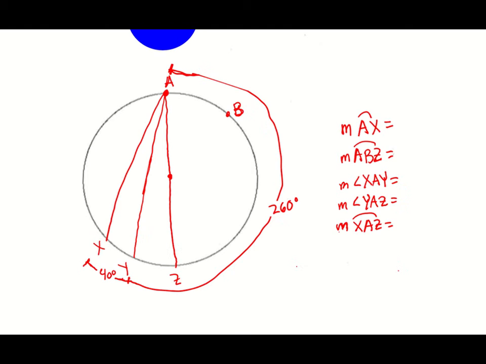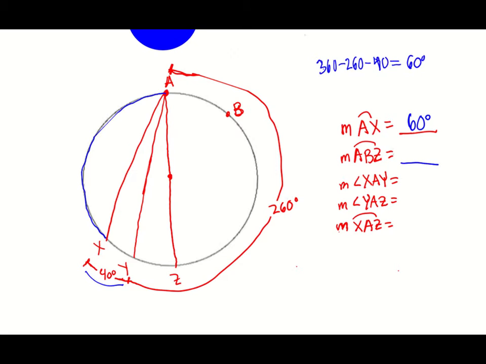Our first arc that we're looking for here is the measure of arc AX. And remember, that's what that little M stands for. It stands for the measure. So if we have AX, that is this piece of our arc right here. Well, if we know that this piece here is 40, and this whole thing from A to Y is 260, we have 360 in our entire circle. We take away 260 and we take away 40. We are left with 60 degrees for AX.